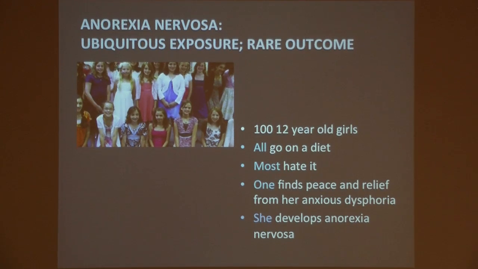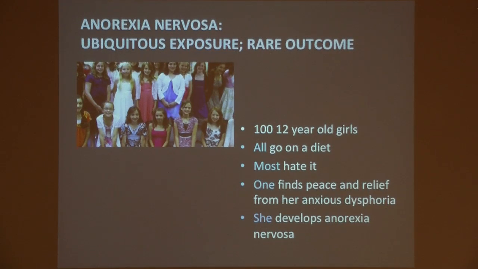One, however, when she restricts her caloric intake, finds relief from her anxious dysphoria. This is the temperament that she was born with. But she, unlike the rest, finds dieting to be negatively reinforcing because it removes that negative dysphoria that she walks around with. It is also simultaneously positively reinforcing because the other 99 girls praise her for having lost weight. So you have this double reinforcement, negative reinforcement for removing the anxious dysphoria, positive reinforcement because societally it's always viewed as positive to lose weight when you go on a diet. That one girl out of 100 is the one who develops anorexia nervosa.